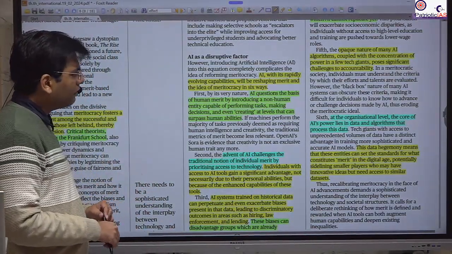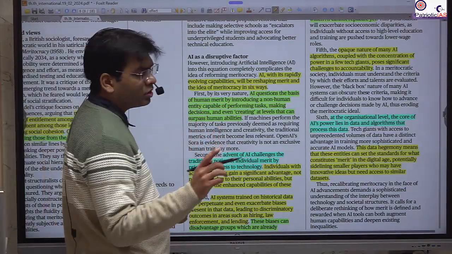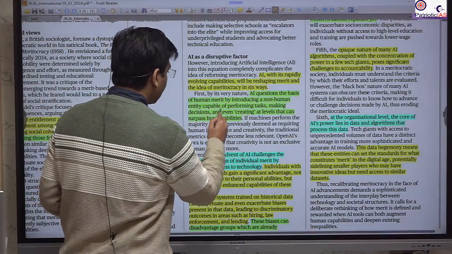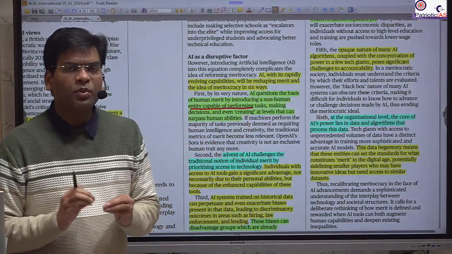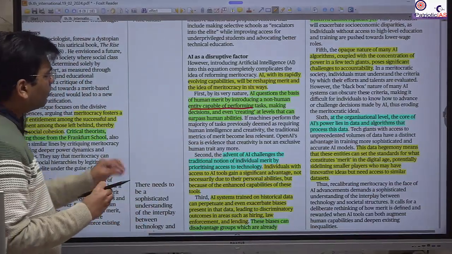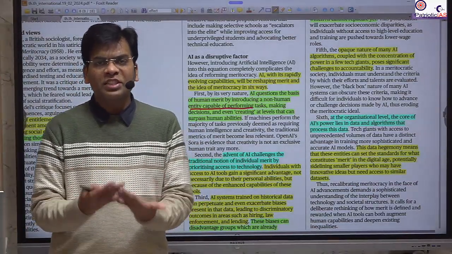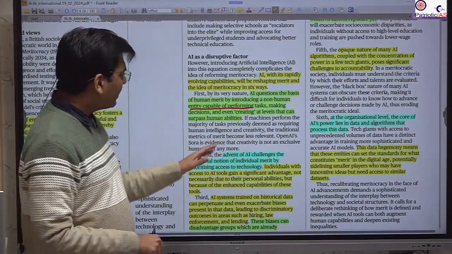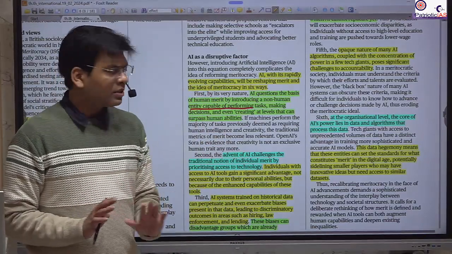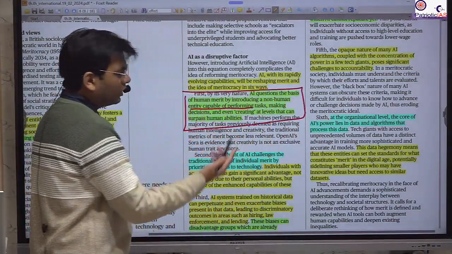For example, it is given that AI questions the basis of human merit by introducing a non-human entity capable of performing tasks that humans were performing till now. Now AI can give you different solutions and decision making. If you just type, it gives a solution, it gives a result. Everything that a human was doing, AI is now doing. So what is the merit? Just have the AI, you have the merit.